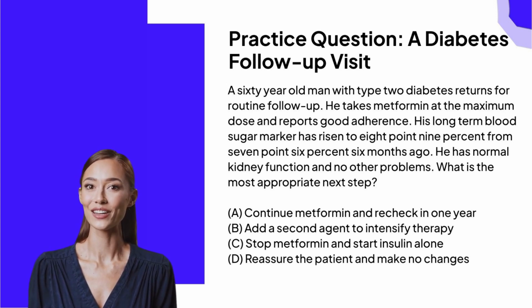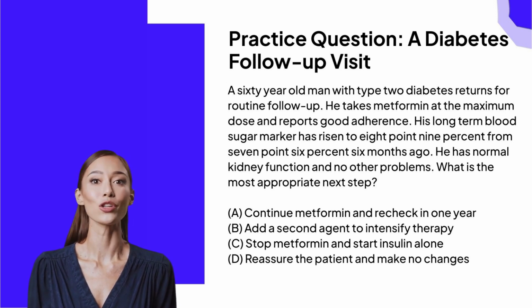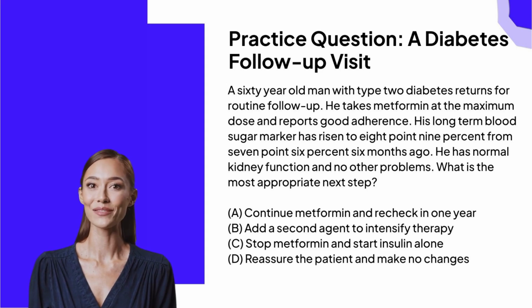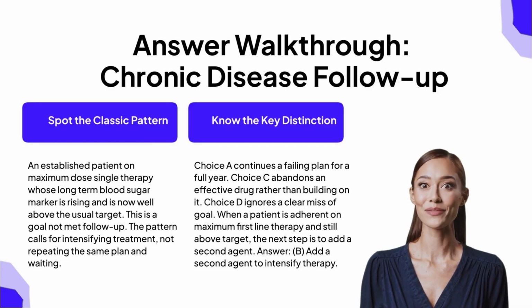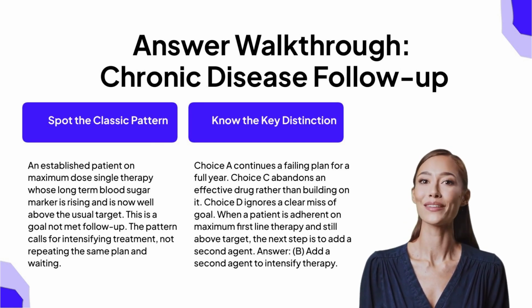This is a classic chronic disease follow-up question. Think about whether his value is at goal or above goal and what that tells you to do. We will walk through it next. Let us break down this answer. The classic pattern here is an established patient on maximum dose single therapy whose long-term blood sugar marker is rising and is now well above the usual target, even though he is adherent.